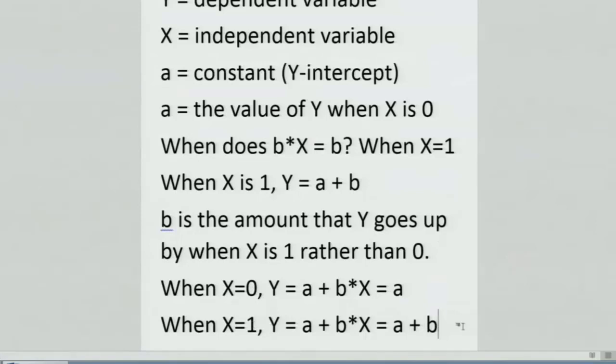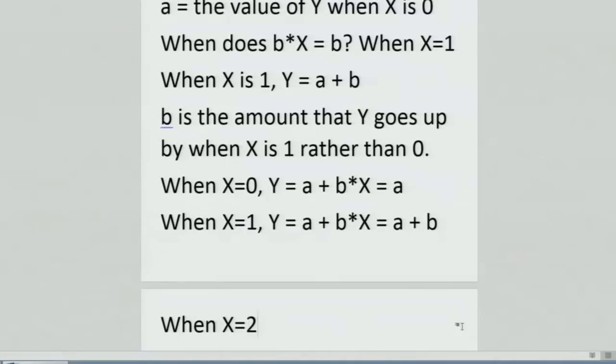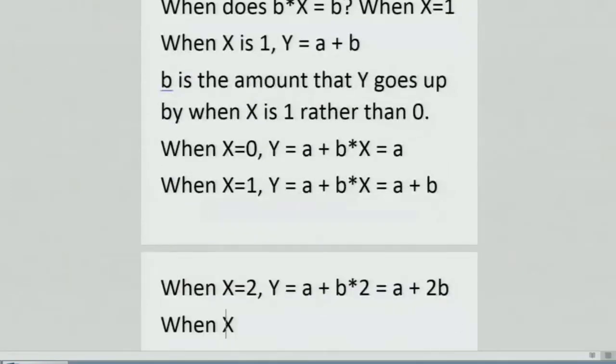And check this out. Okay, watch this. This is amazing. What if x is 2? Then y is going to be a plus b times 2, which equals a plus 2b. Oh, look at that. B is the difference when x goes from 1 to 2. Because what is the difference between a plus b and a plus 2b? It's just another b. When x is 3, y equals a plus b times 3, which equals a plus 3b.